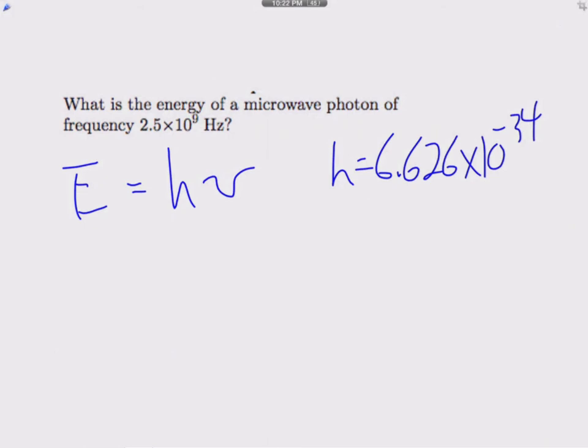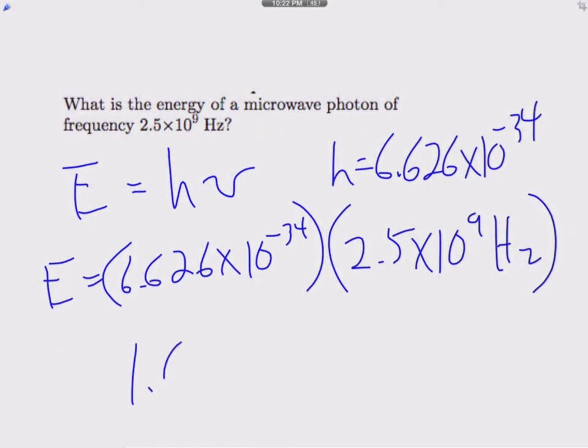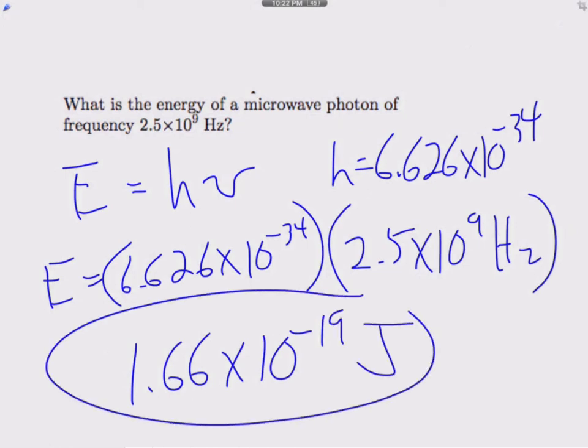And then we're going to plug those numbers in, and we get 6.626 times 10 to the -34th times the frequency of 2.5 times 10 to the 9th hertz. When we multiply those two numbers together, we end up with 1.66 times 10 to the -19th, and the unit here for energy is joules. That's energy equals.